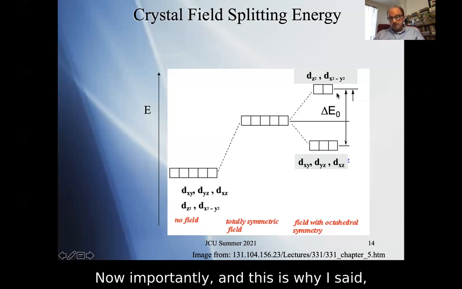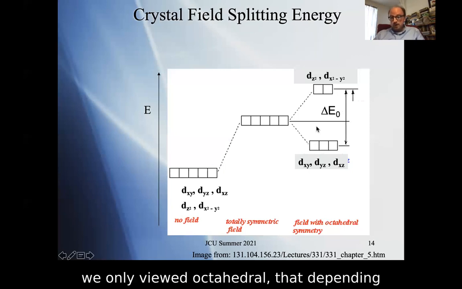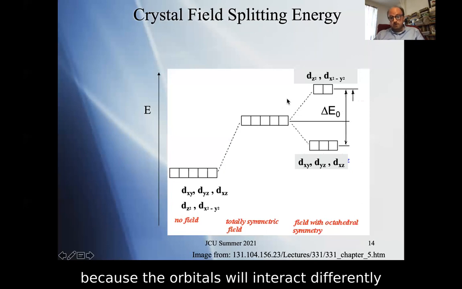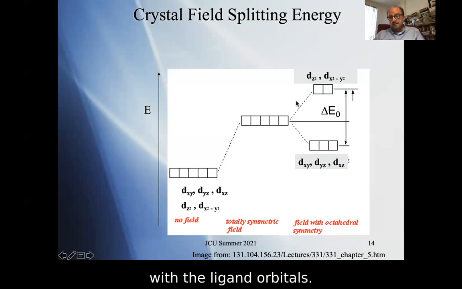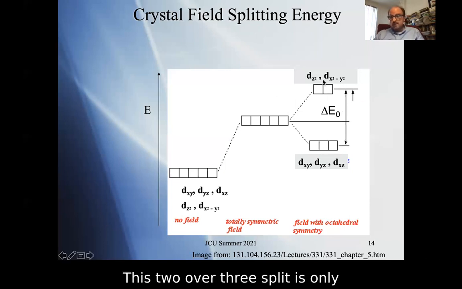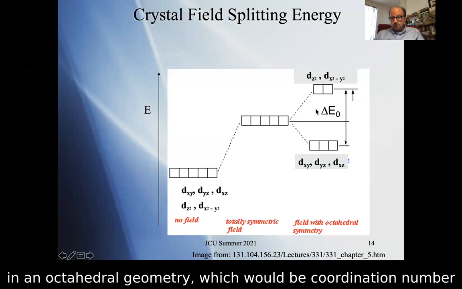Now, importantly, and this is why I said we only viewed octahedral, depending on the geometry around the metal, the split is going to be different because the orbitals will interact differently with the ligand orbitals. So that's something to just be cognizant of. This 2/3 split is only in an octahedral geometry, which would be coordination number 6.